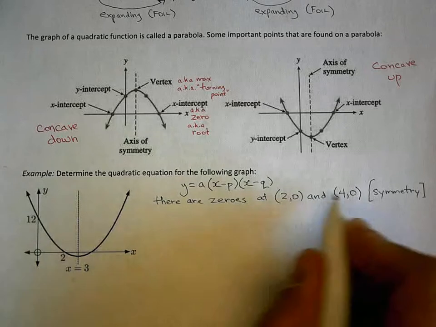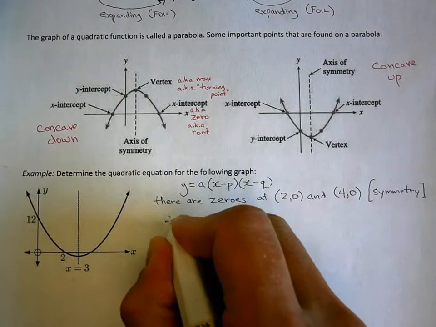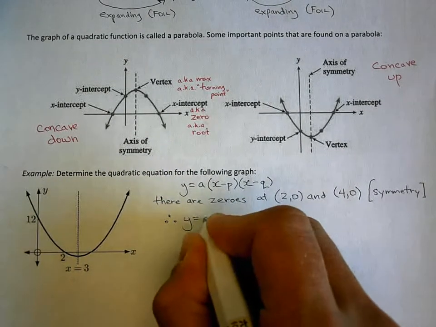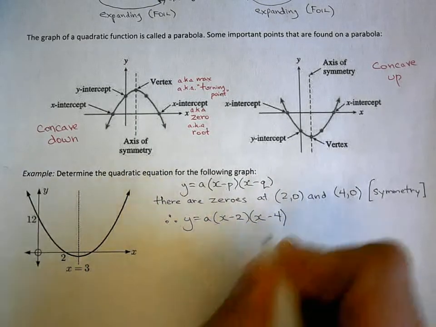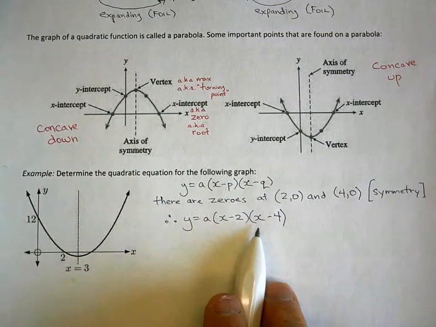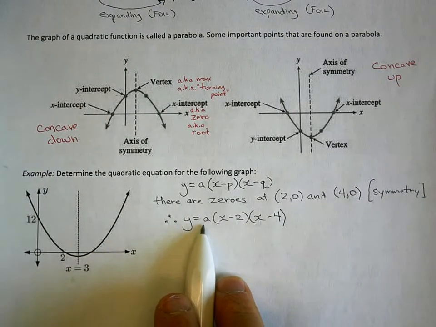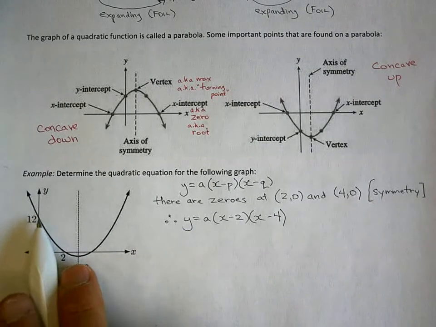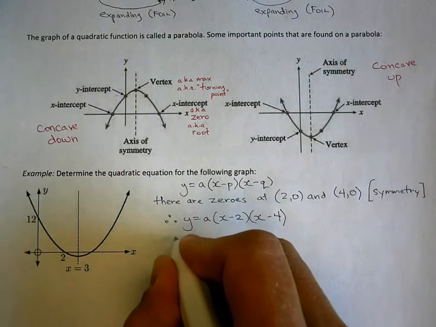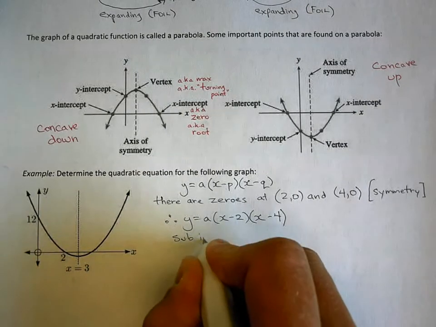So now that I know these two zeros, I can rewrite my factored form, y equals a(x minus 2)(x minus 4). Now I'm happy because I have these two numbers, but I'm sad because I still don't know what a is. I need some more information. Do I know anything else? Oh yes, I know this point here. So I'm going to sub in another point.